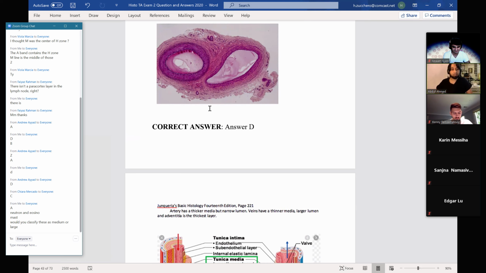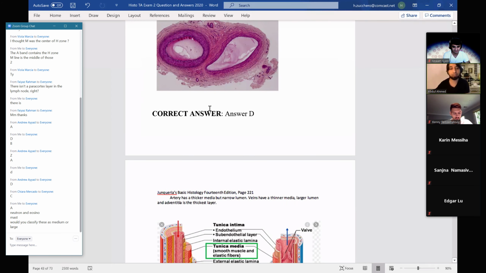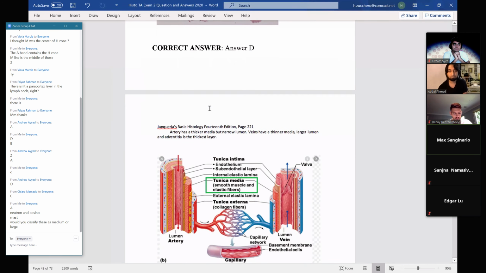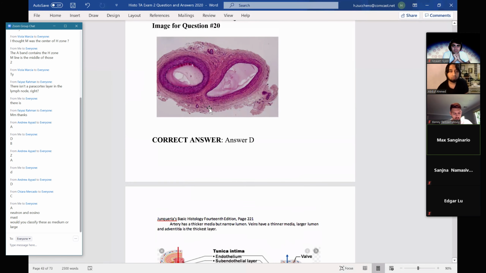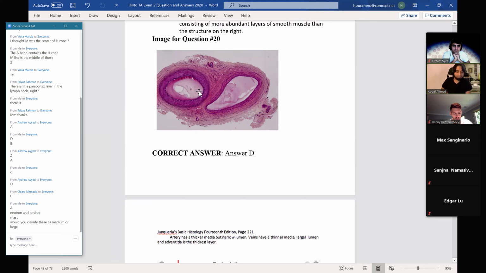But yeah, if anything, I'll check it out, and then I'll let you guys know. Could you point out the vasa vasorum on that image again, please? So usually they tend to have it. I can't even find it on that image.